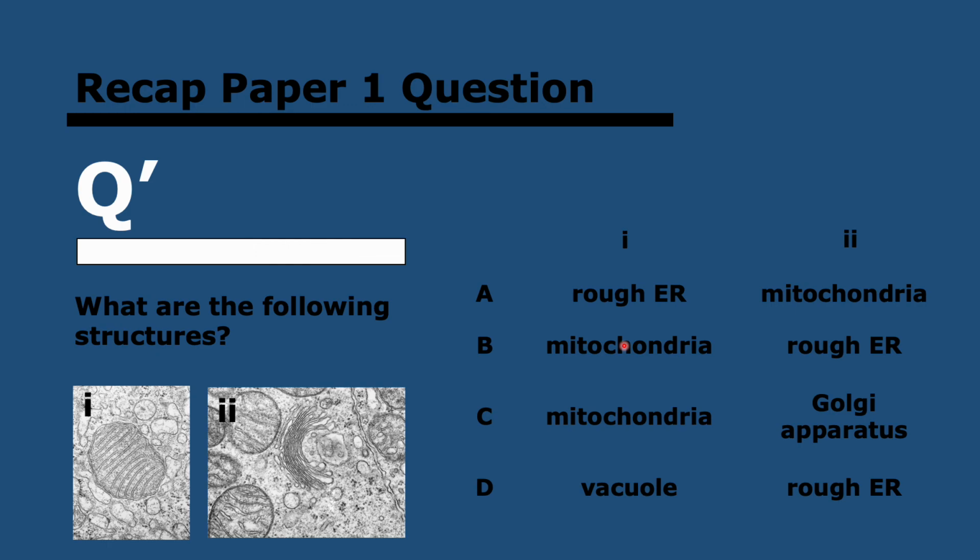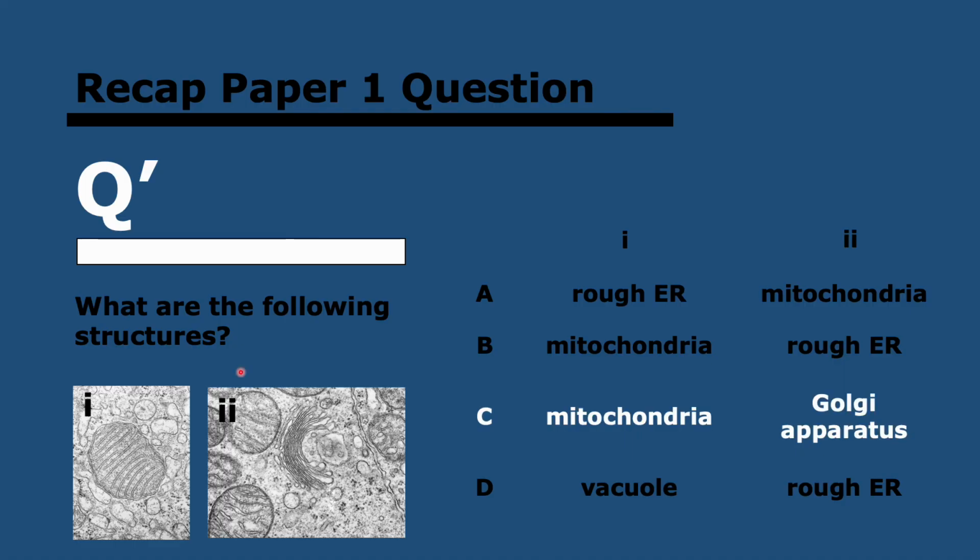Perfect. Let's do another question. What are the following structures? Again, pause now. The answer is that one is a mitochondria. You can see the cristae and the invaginations, so the double membrane as well, that's common to mitochondria. And then the second is the Golgi apparatus.